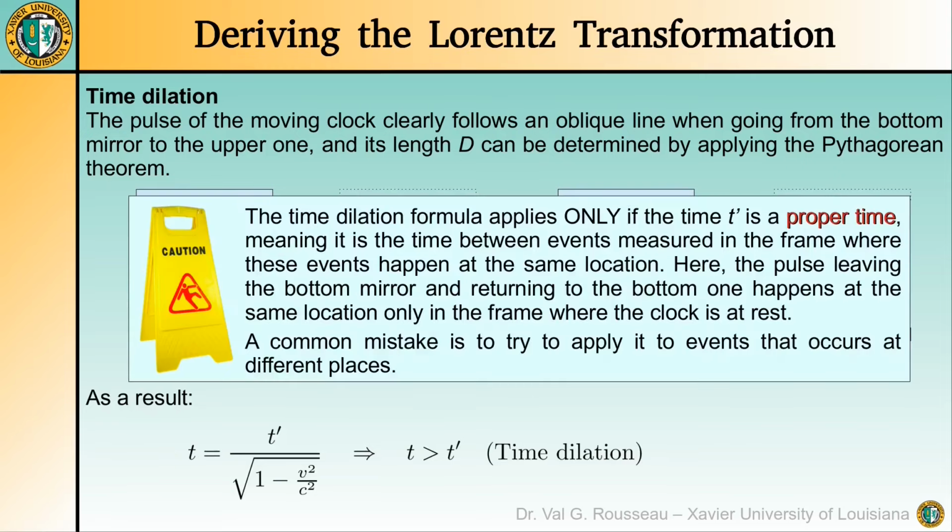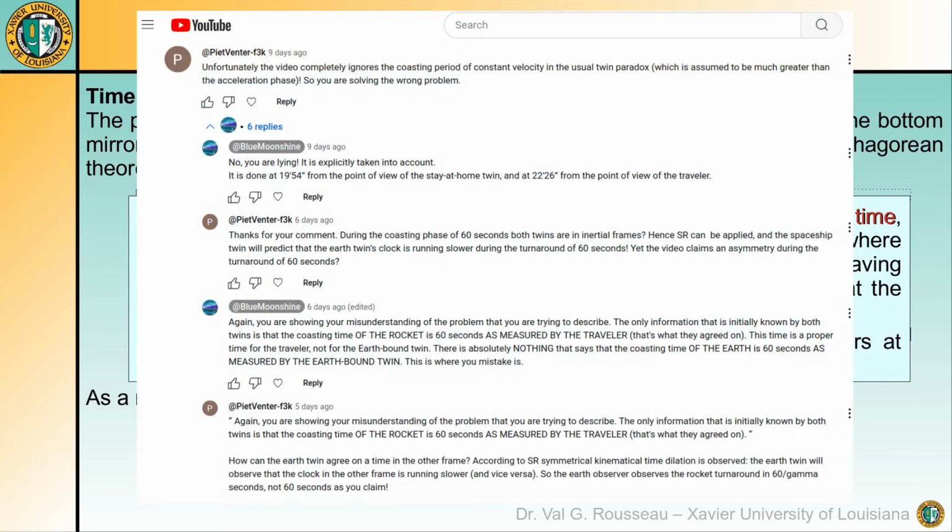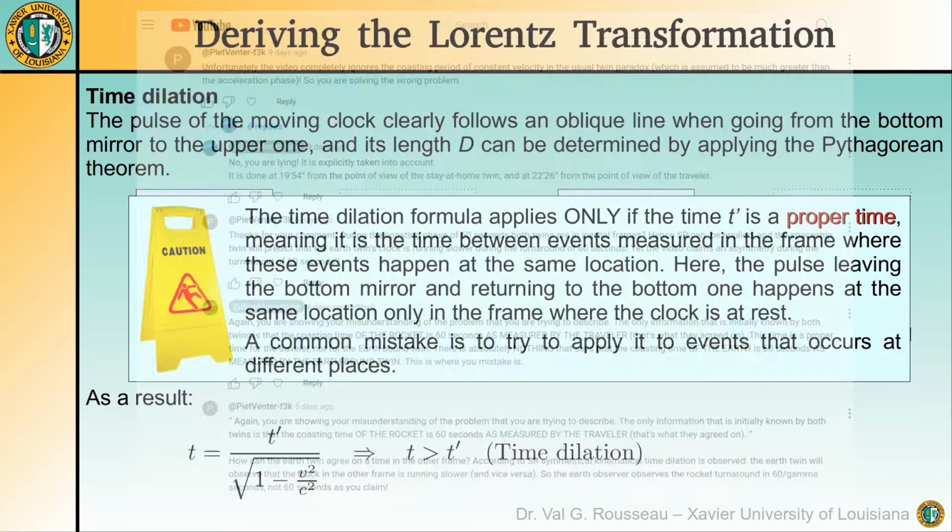It is important here to mention that the time dilation formula applies only if the time t prime is a proper time, that is to say, a time between events that is measured in the frame where these events happen at the same location. Applying this formula to non-proper times is a common mistake that leads to many apparent paradoxes, such as the famous twin paradox. This is also a mistake that many anti-relativists are fond of, such as Pete Venter, who absolutely wants relativity to be wrong, no matter how many times you explain to him his obvious mistakes. But let us move on.